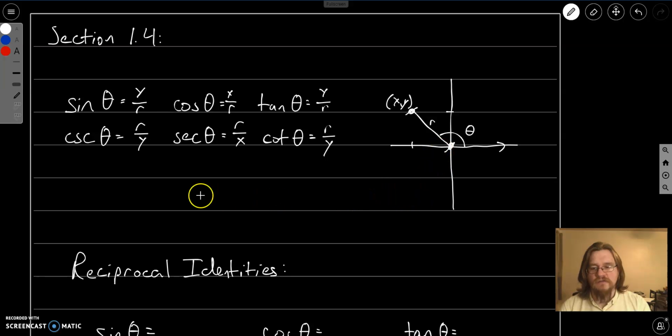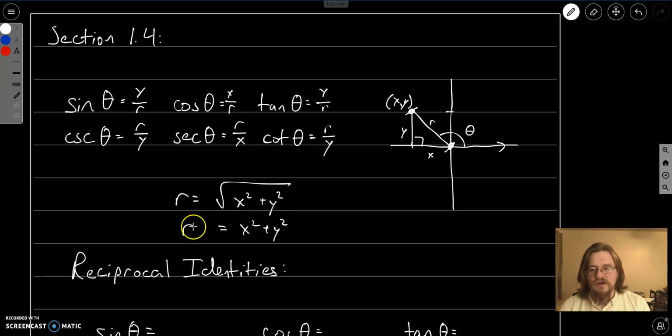So the formula for r is going to be given by the square root of x squared plus y squared, and this comes from this triangle. Again, this distance is going to be x, this distance is going to be y, and from a right triangle, we know that x squared plus y squared is equal to r squared. So that's where this comes from.